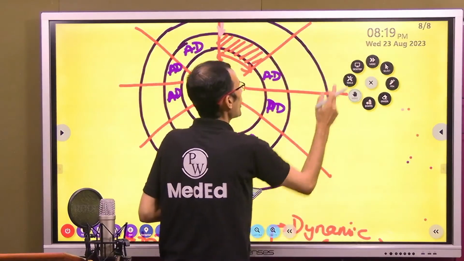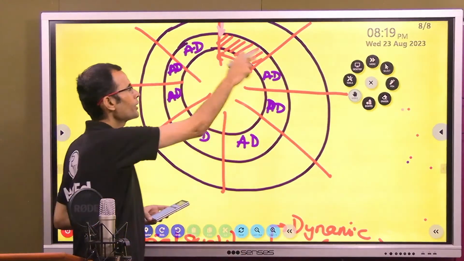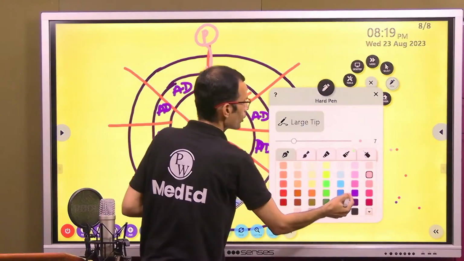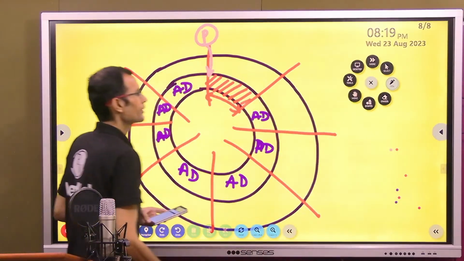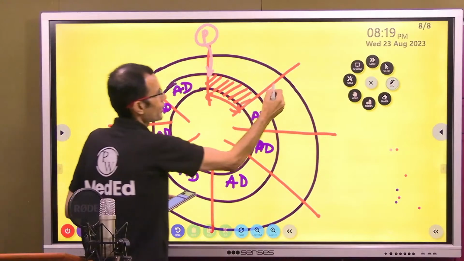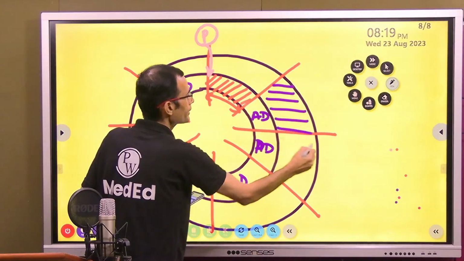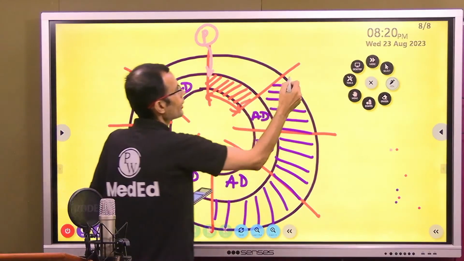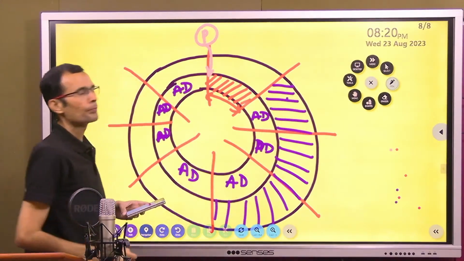Right, now ventricular events on the outer strip. So let's start with the ventricular systole, 0.3 seconds. So 3 parts. Okay, 1, 2, 3. Right.